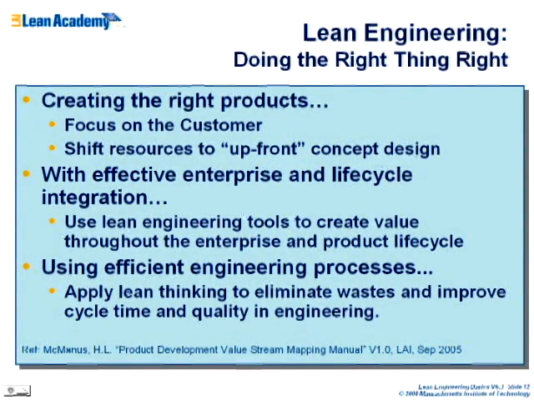So lean engineering is really about doing the right thing right. It's got three components to it. You first have to create the right products. You have to do that with effective enterprise and lifecycle integration. And you have to use efficient engineering processes. And we're going to take each of those in turn.